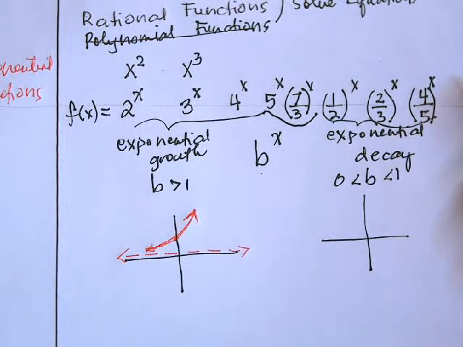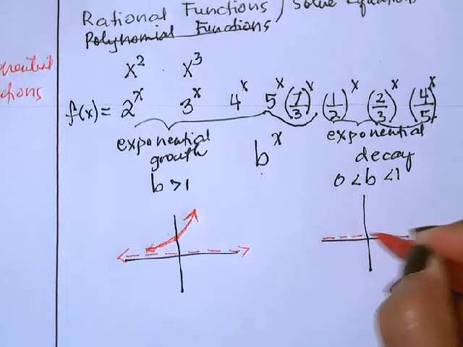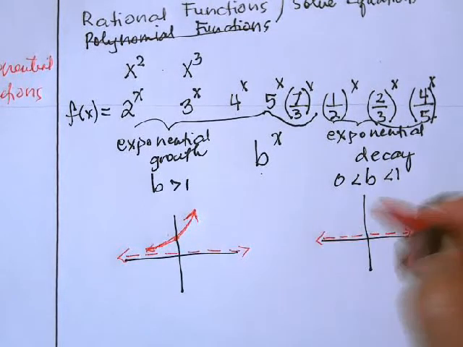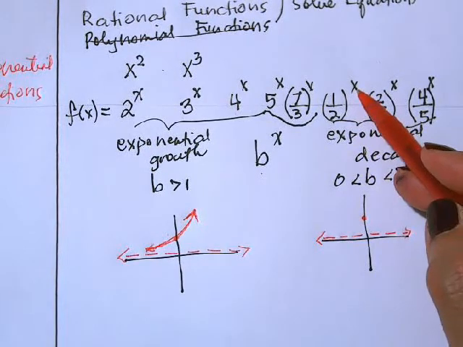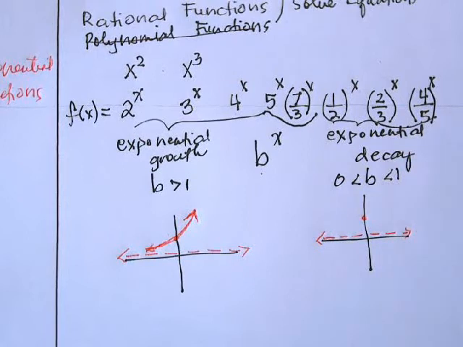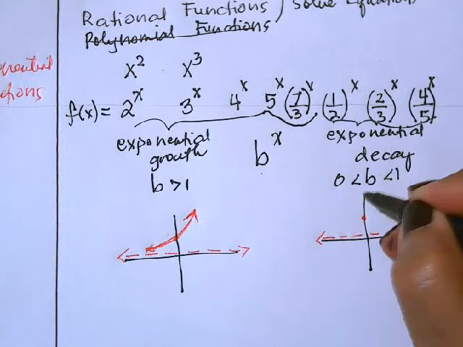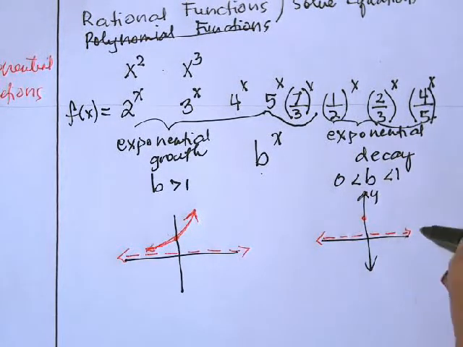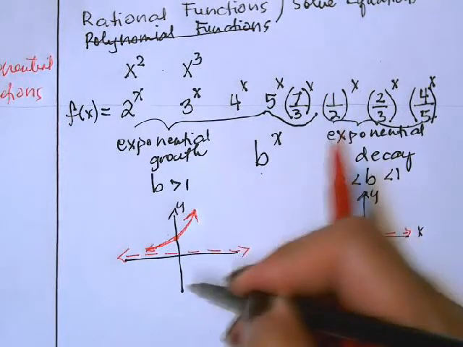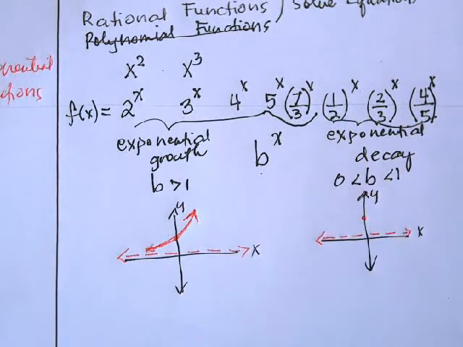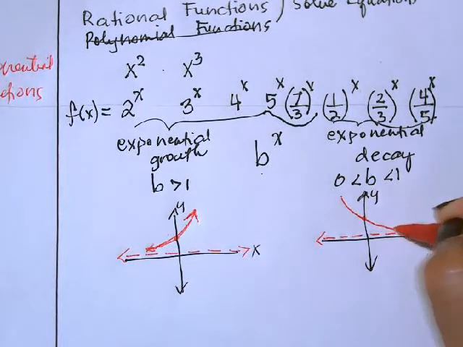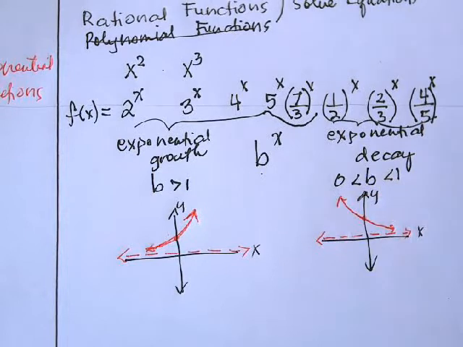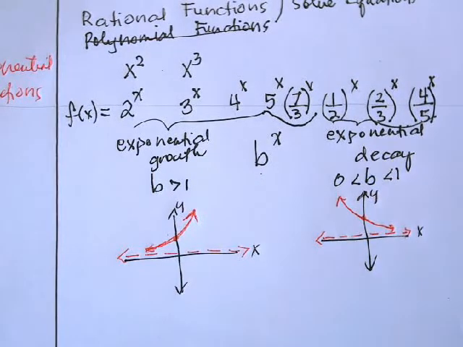But the decay, you still have your asymptote here, and your y-intercept is still 1 all the time. Make x 0 to find the y-intercept. The answer will always be 1. So the y-intercept is always 1, and it's going to decrease until it approaches 0. So these are the two shapes of exponential. It's either growth or decay.